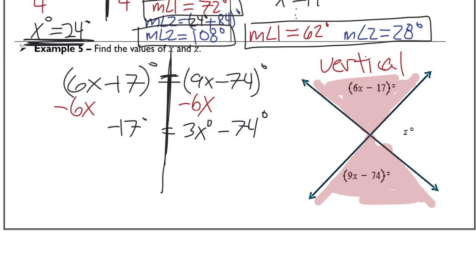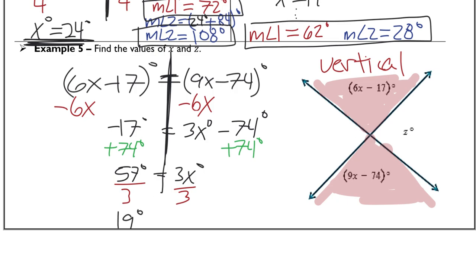So then we're going to go ahead and now move the number to the other side. Let's add 74 to both sides. So this is in fact 57 degrees is equal to 3x degrees. Again, this is multiplying, 3 times x. There's no space, so we have to undo that by dividing by 3, and then we get x is 19 degrees. So that is the first thing we needed to find, x.